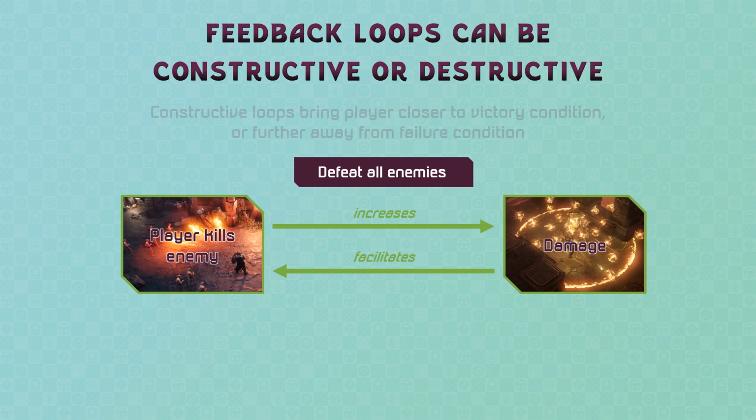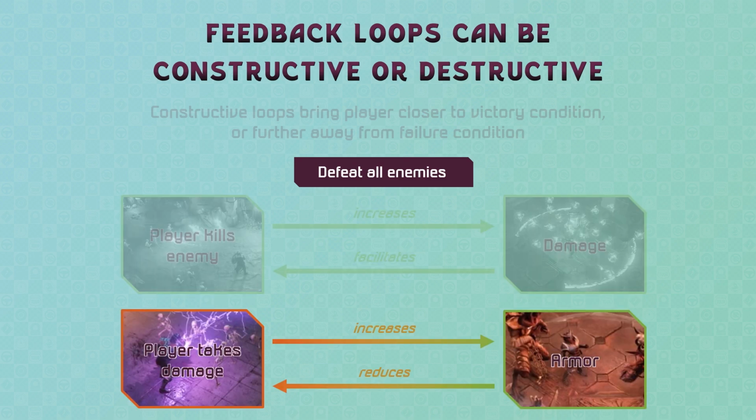In that same scenario with the same victory condition, we could also construct a negative feedback loop that is constructive. For example, every time the player takes damage, so a negative event for the player, we increase their armor, which reduces the damage they take in the future. In this case, it doesn't make it easier to defeat all enemies, but it makes it less likely that we die, which would be the failure condition in this case. And increasing armor works against taking damage, so this is a negative constructive feedback loop.